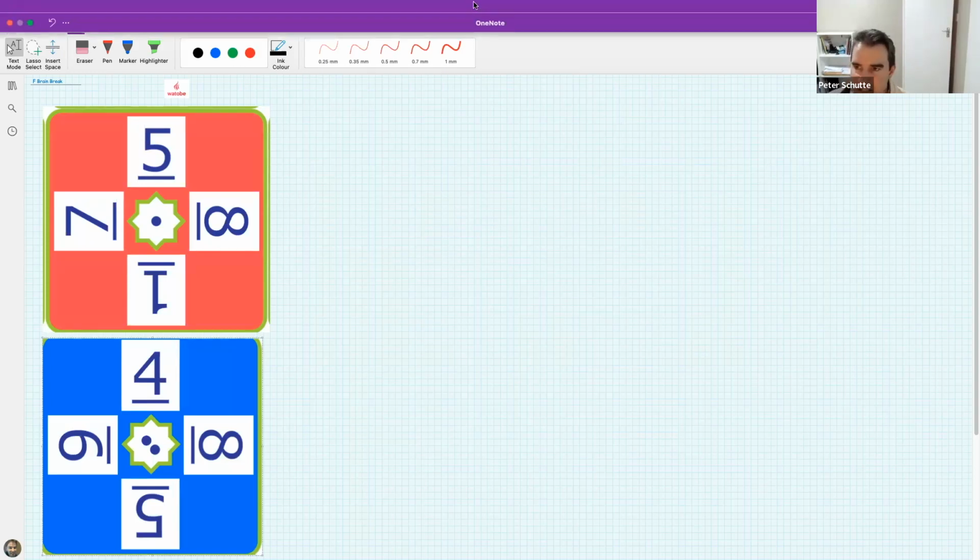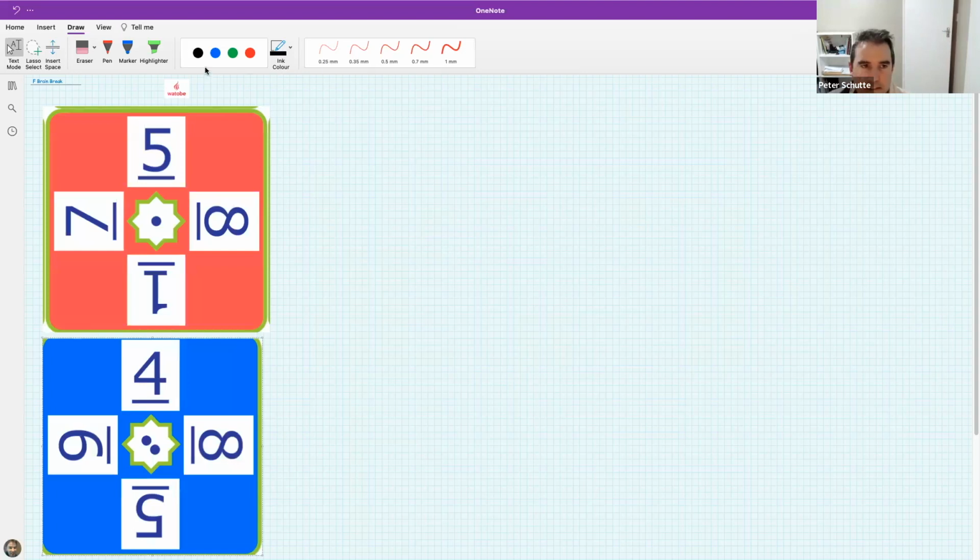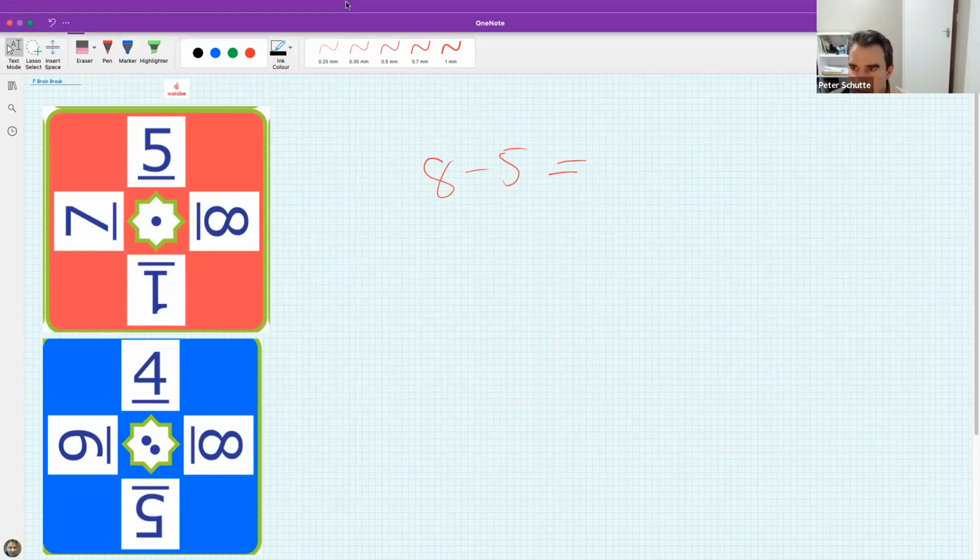Do you guys need a hint? Or did someone get the answer? I was thinking going 8 minus 5 might be a good starting point for the red one. So if you've got 8 minus 5, can you get 24 using the other numbers?